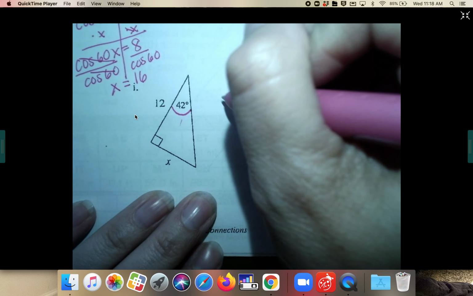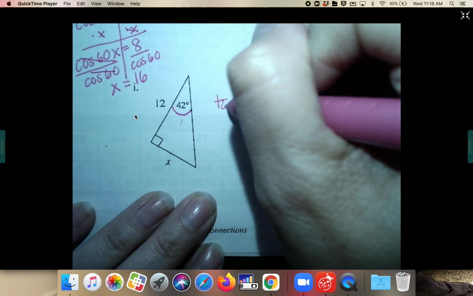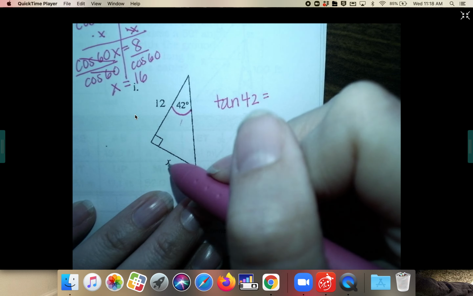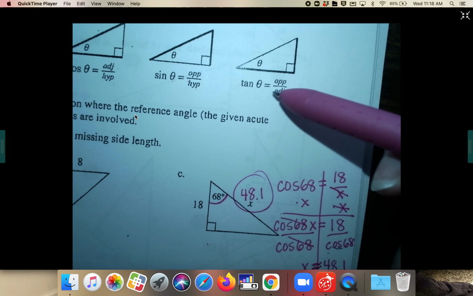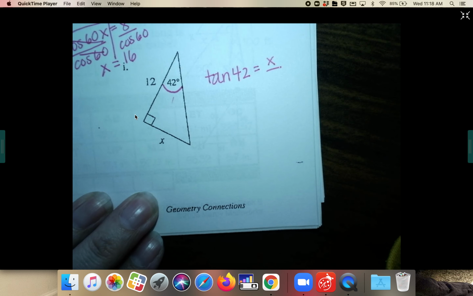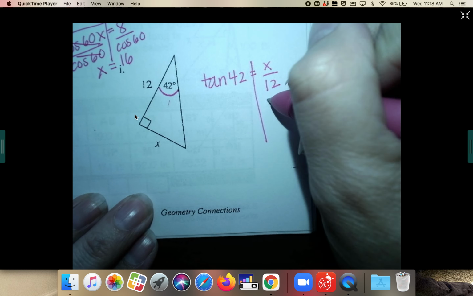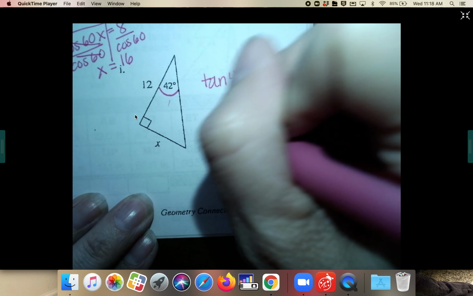So we're going to use tangent. I don't think we've used tangent yet. So this is good. Tangent of 42 equals opposite over adjacent. So opposite is x, over adjacent is 12. Yay, this one's a little easier. Divided by 12 means we're going to multiply by 12 on both sides.